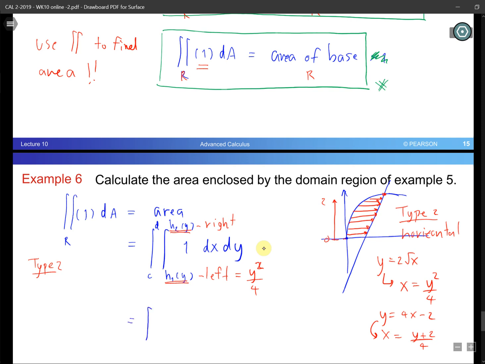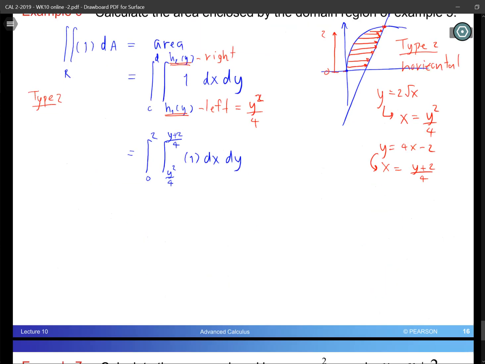Now let's put all these numbers in. We integrate twice. The first integral starts from the left-hand function, which is y squared over 4, and ends at the right-hand function, which is (y plus 2) over 4. We are going to integrate just 1 here, with respect to x first, this is type 2, and then with respect to y over the whole range, 0 to 2. After this, it's just the integration. So let's do that.